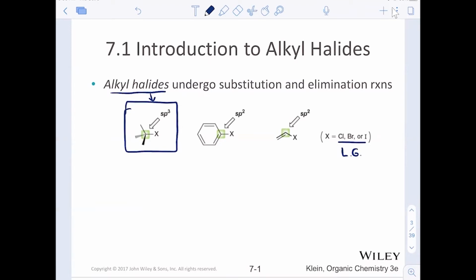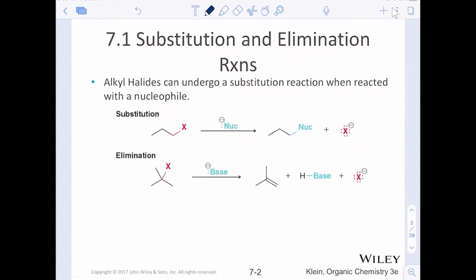Now, as we dive into substitution and elimination, which alkyl halides undergo, we just want to see a generic route here. So no curved arrows yet. We'll get to the curved arrows in just a little bit, but alkyl halides can undergo a substitution reaction when reacted with a nucleophile. So we learned the term nucleophile is something that is nucleus loving. It has extra electrons. It is looking for the electrophile. So in both cases here, our electrophile will be our alkyl halide.